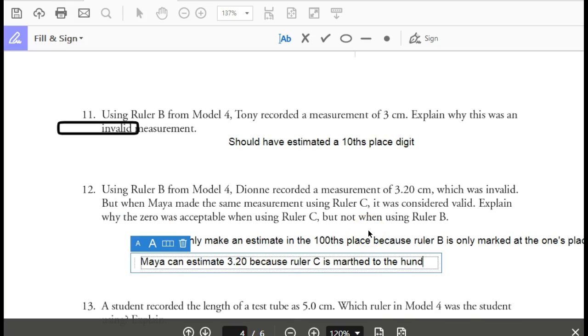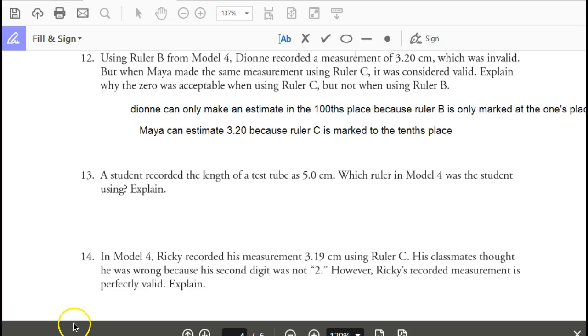Okay, in ruler C, the 10th place is marked on the instrument, providing a certain digit. So Maya is correct in estimating an additional digit in the 100th place, even if it's a 0. So that's why Maya was correct and Dion was wrong.